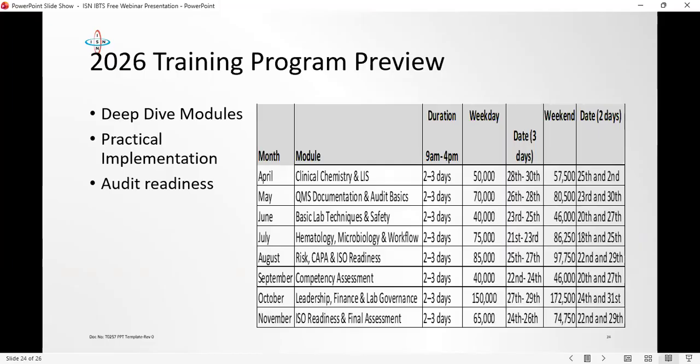With all this I've said and Rufus has said today, it's just a sneak peek into our 2026 program. We are going to go in depth into all those requirements. And this is our training plan for the year. We have tried to come up with a flexible timeline for us busy people, since we don't like leaving our bench work. We can have a weekday program, which is 2 to 3 days, or a weekend program, which runs for 2 successive Saturdays towards the end of the month.